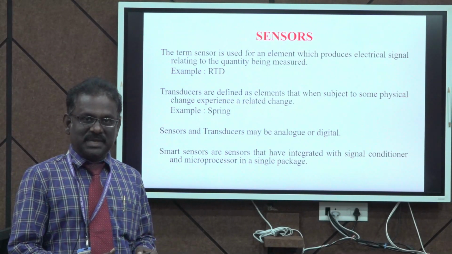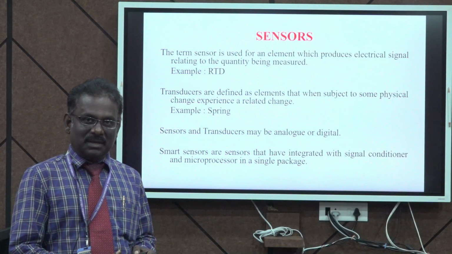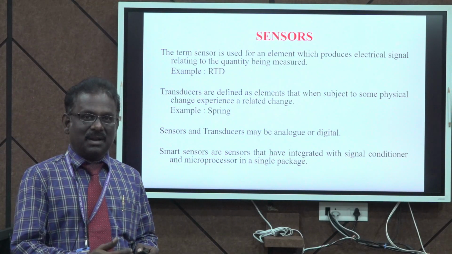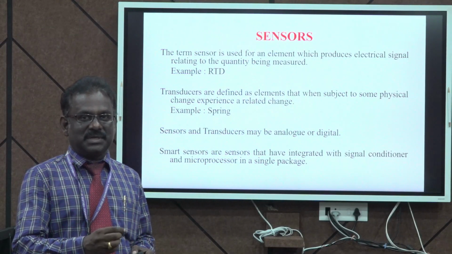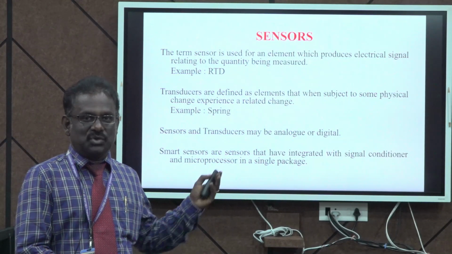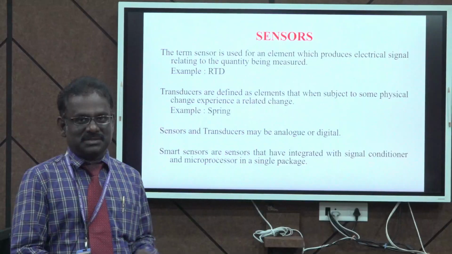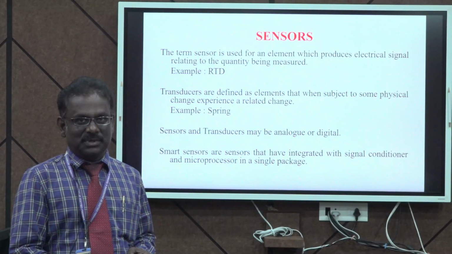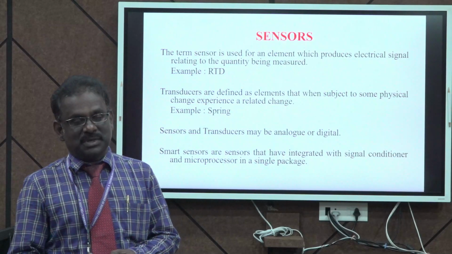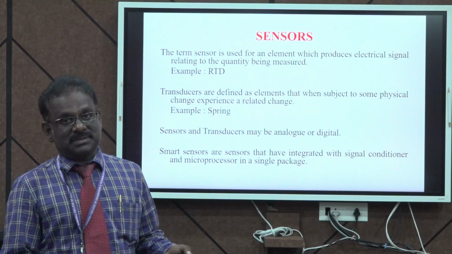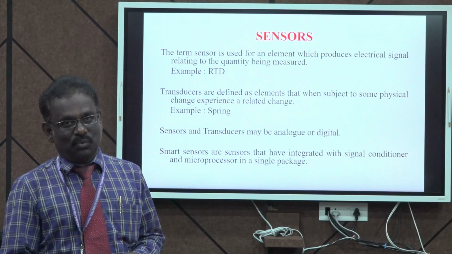Whereas if the output generated by the sensor or transducer is digital in nature, or it changes its value at discrete instants of time, then it is said to be a digital sensor or digital transducer. So, based on the output generated, we are classifying the sensor as either analog or digital one.